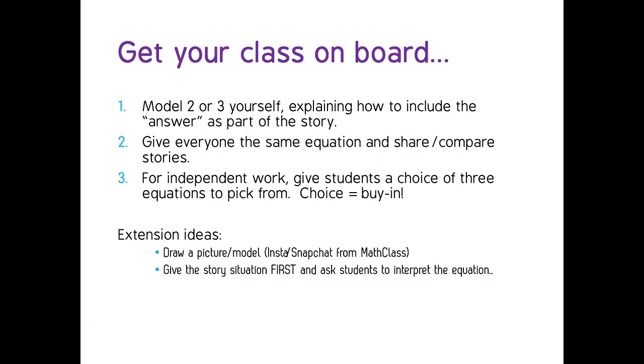So to get your class on board, this is what I suggest, the classic I do, we do, you do. Model 2 or 3 yourself, and really focus on how to include the answer as part of the story, that you're writing a story situation, not a story problem. Then give everyone the same equation to write their own stories, and then that way they can directly compare their stories with each other because they're all using the same equation. And once you feel that they have a good idea for the activity, that's when you can give them a choice of 3 equations to pick from. I firmly believe that the more choice we can give students, if it doesn't matter to us which of the 3 they pick, then they will buy into the activity more and get more out of it.